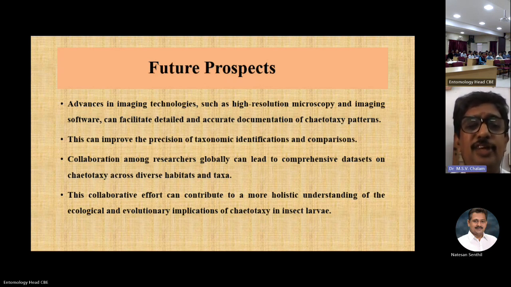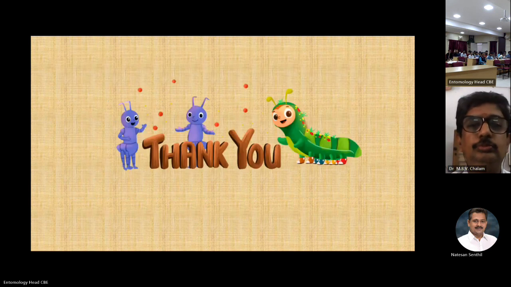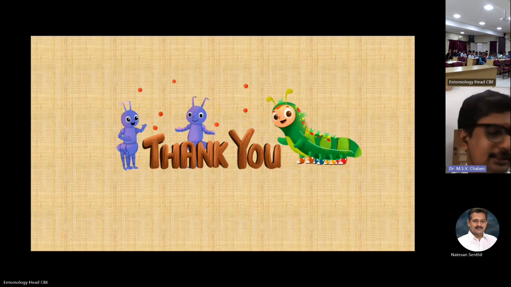Next, development of a database on Chaetotaxy. We do not have any database on Lepidopteran Chaetotaxy. If you study the Chaetotaxy and a database is developed, maybe at the university level, that goes a long way. The efforts of these taxonomists on Chaetotaxy will give a holistic understanding of the ecological and evolutionary implications of the insect larvae. Next one, please. So, thank you for your patient listening.